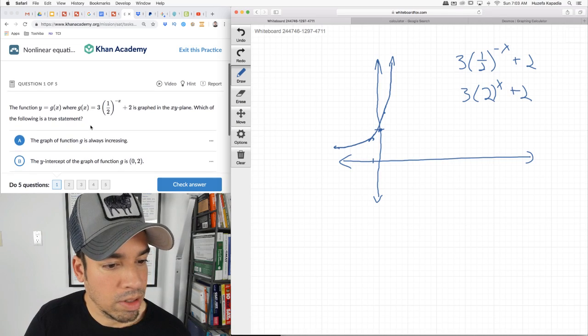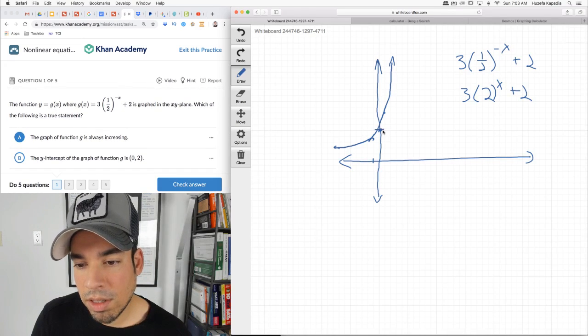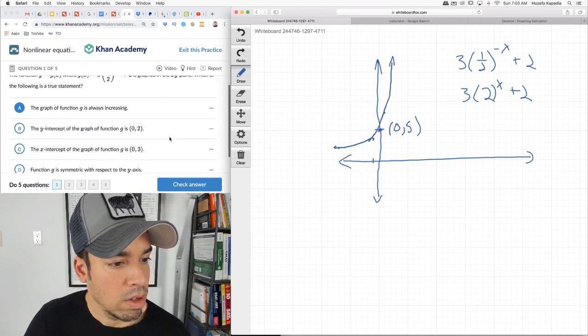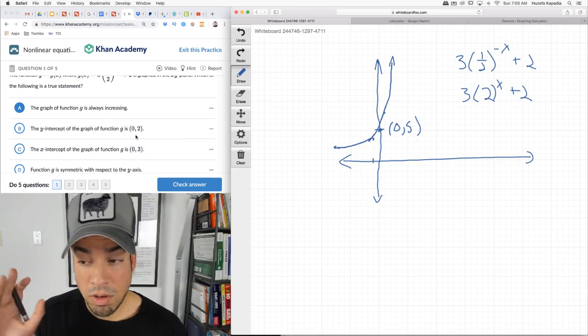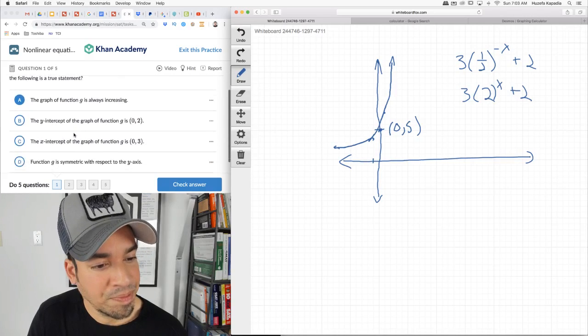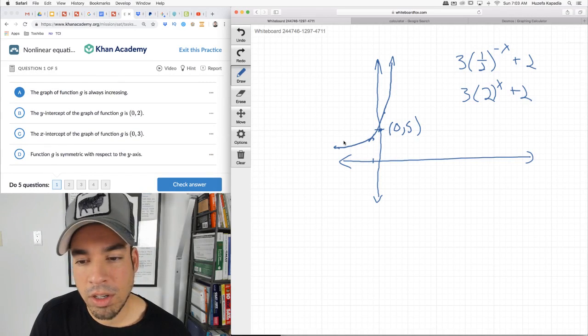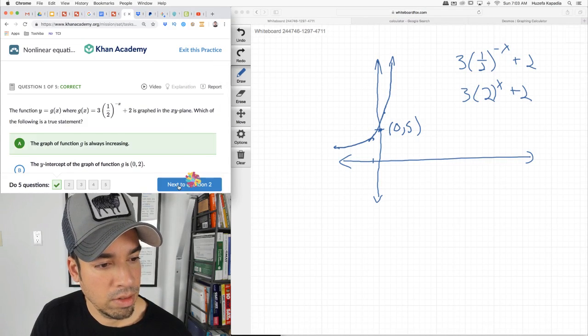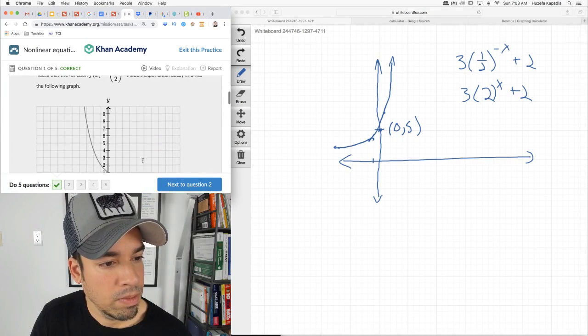The y-intercept of the graph of the function is 0, 2? No, I said the y-intercept was 0, 5. So b is out. The x-intercept of the graph is... no, there is no x-intercept. It will never hit x. The function g is symmetric? No, you can see it's clearly not symmetric. All right, and there you go.